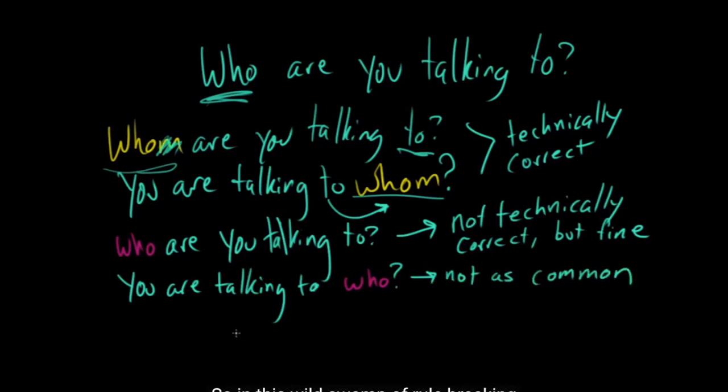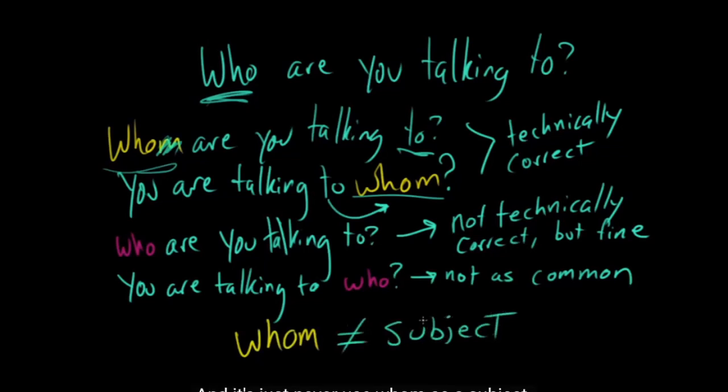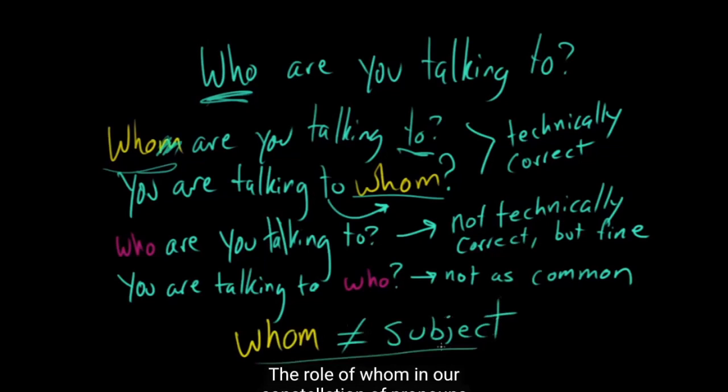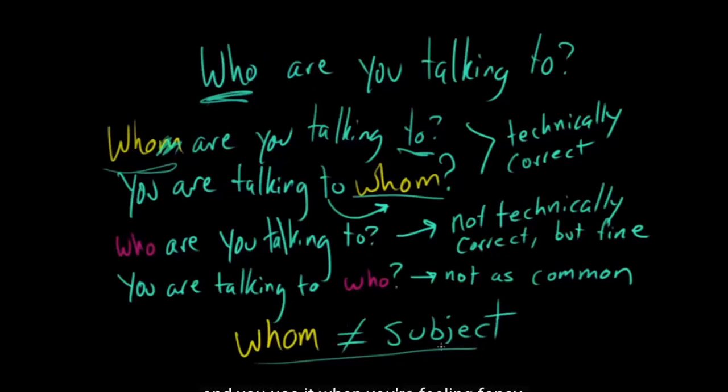So in this wild swamp of rule breaking, there is one hard grammar rule to pay attention to, and it's just never use whom as a subject. The role of whom in our constellation of pronouns is decreasing, not expanding. Who is taking over whom? And since who is the subject, whom is not moving into that space. Whom is the object pronoun, and you use it when you're feeling fancy.